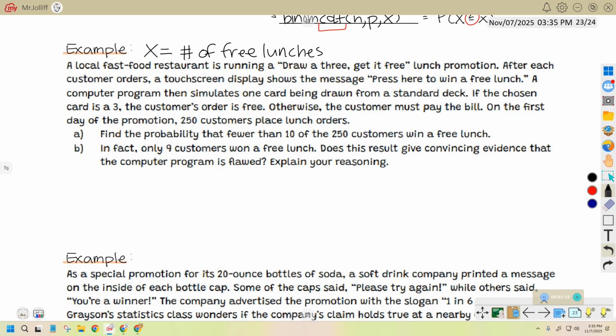So we do check bins. So X follows a probability distribution that is binomial. We are doing 250 trials. For each trial, there is a 4 in 52 chance of winning.